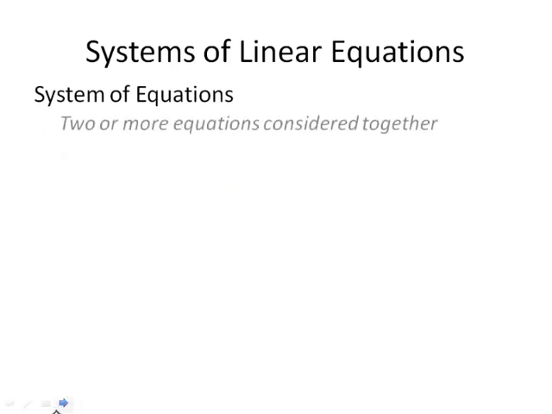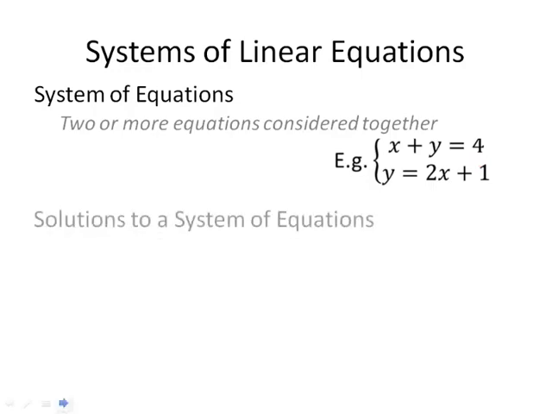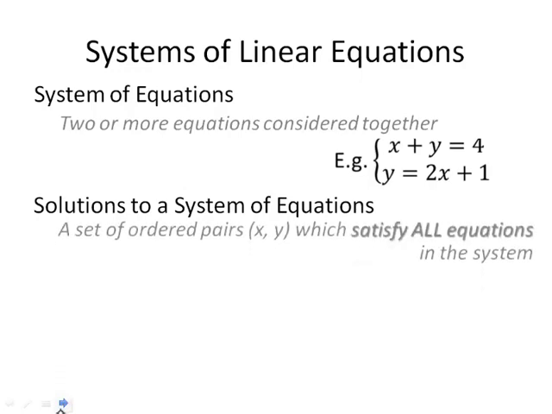A system of equations is two or more equations considered together. So here's an example. x plus y equals 4 and y equals 2x plus 1. How do we find a solution? Well, a solution is an ordered pair which will satisfy all the equations in the system.